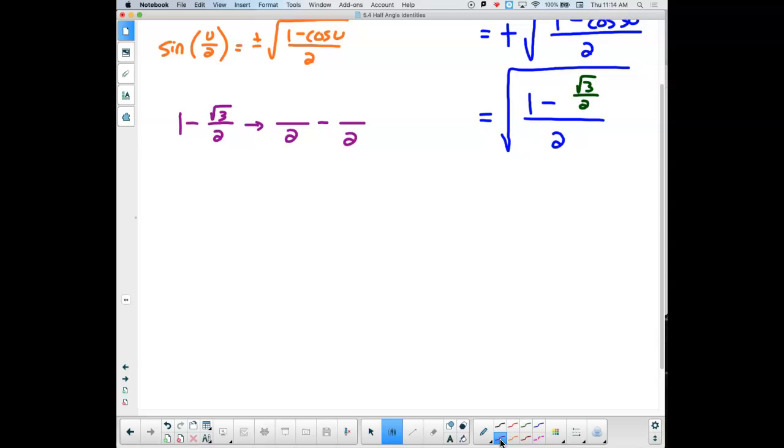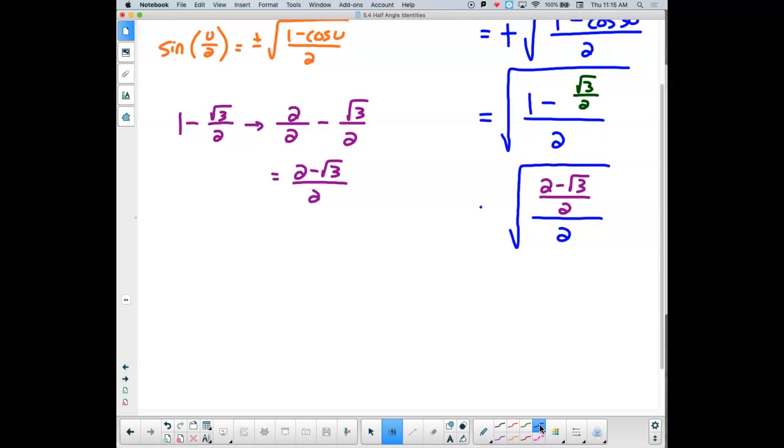So my first fraction ends up becoming 2 over 2, and my second one doesn't change. So then that becomes 2 minus the square root of 3 all over 2. Would we agree with that? Okay. All of that is still being divided by 2.